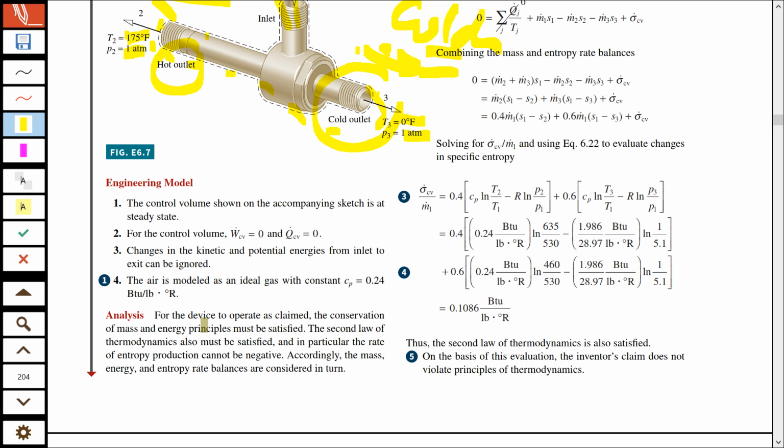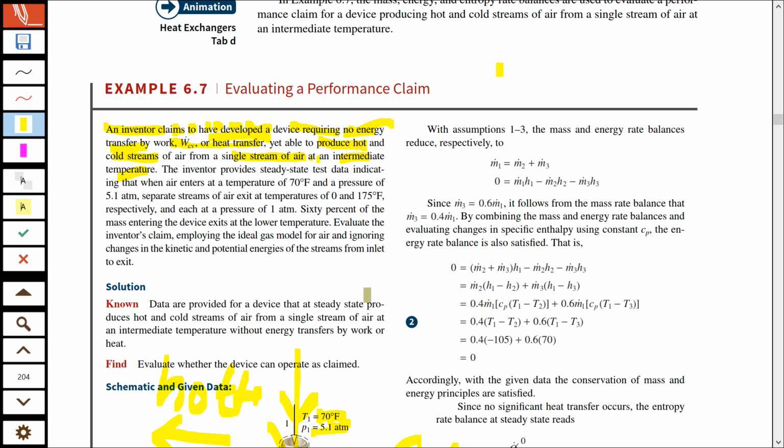There's nothing fancy. So this is the engineering model, of course. Work transfer is zero, heat transfer is zero. It's written in the question. And you assume the stream of air to be an ideal gas with constant specific heat. I think this is also given somewhere. Yeah, it's written there: evaluate the inventor's claim employing the ideal gas model for air. Ignore kinetic and potential energy. So everything is given to you.